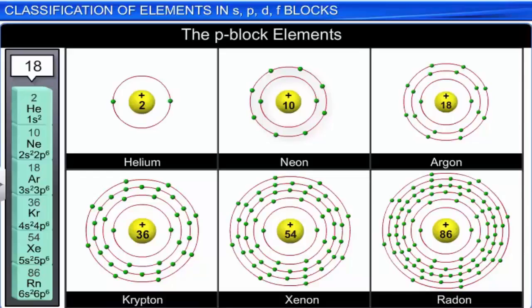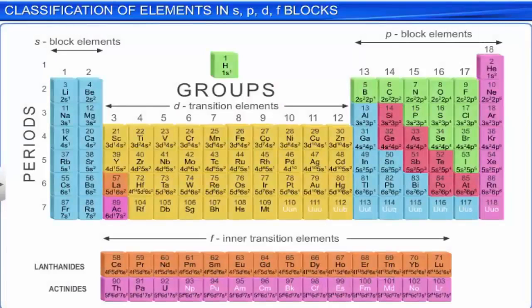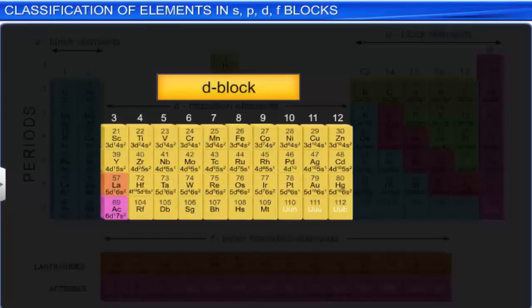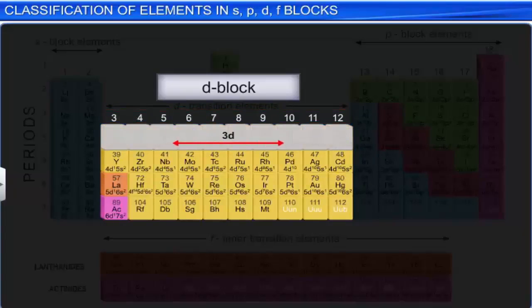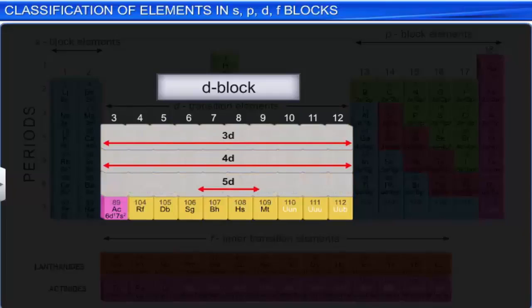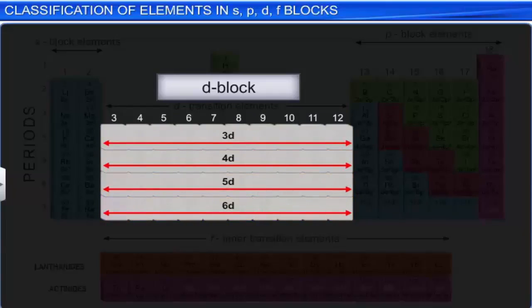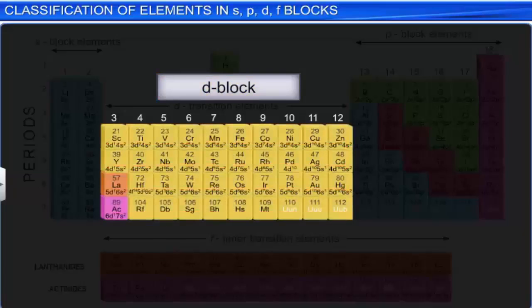Next, let's look at the d-block elements. The elements belonging to group 3 to 12 in the center of the periodic table are called the d-block elements. As the differentiating electron or the last electron enters into the penultimate or second outermost shell, that is, the (n-1)d orbital, they are referred as d-block elements. These elements have an outermost electronic configuration of (n-1)d1 to 10 ns1 to 2.